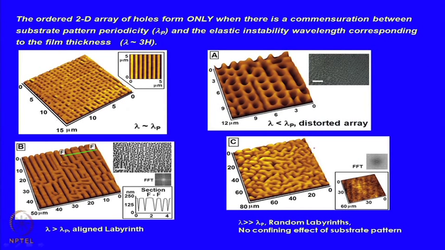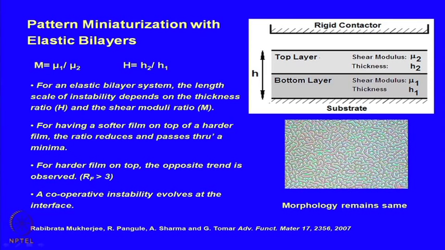Here also this commensuration between lambda and lambda p is important. If there is a commensuration, you get a perfectly aligned array of these 2D holes. Lambda slightly lower than lambda p gives a distorted array. Lambda higher than lambda p, you tend to get back to the labyrinths, but they are sort of aligned because of the presence of the subsurface patterned substrate. And when the film thickness is much higher, it completely disobeys the presence of the substrate pattern, and you get these labyrinths.